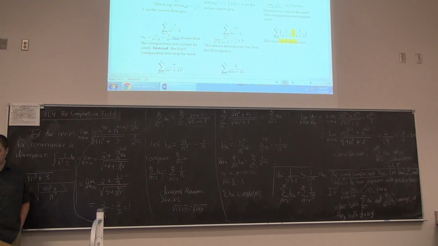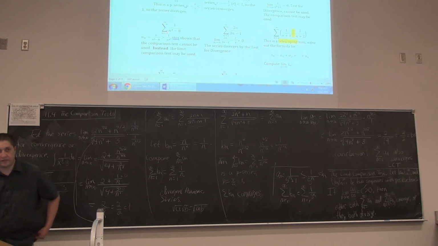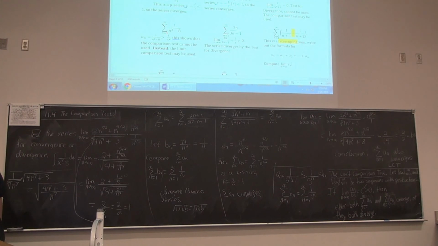When that's the case, we can write out the formula for S sub n, which is equal to a1 plus a2 plus all the way up to a sub n. And as soon as you get that formula, compute the limit as n goes to infinity of S sub n. If that limit exists, then this would converge by the definition of convergence of a series.